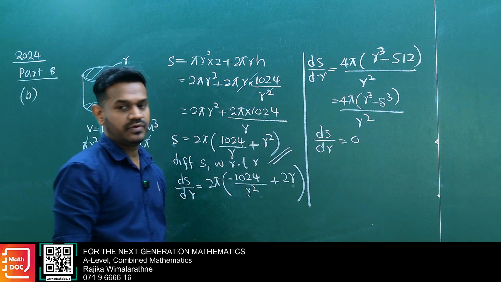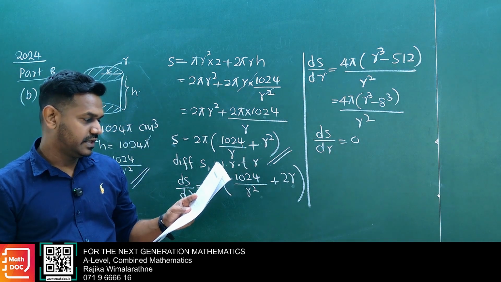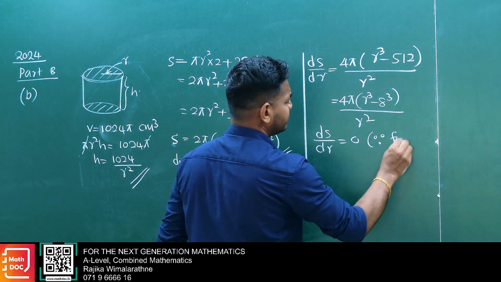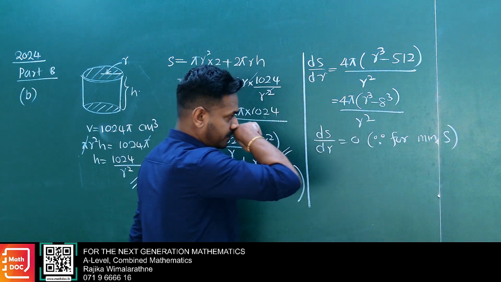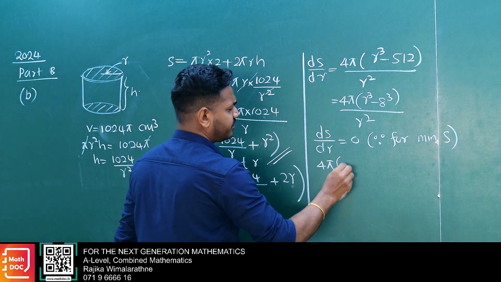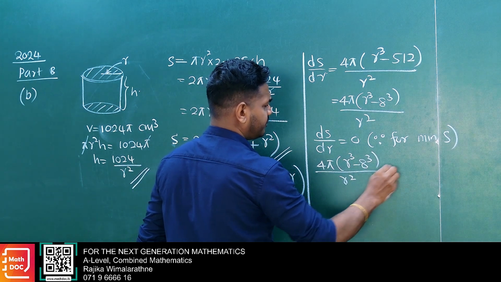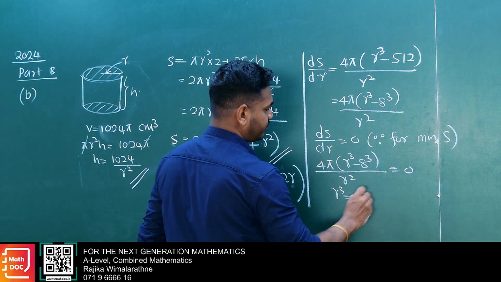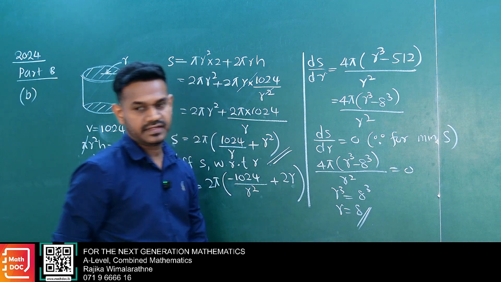Then to get a maximum or minimum value, you have to consider the position where the derivative is 0. Here we need the minimum S. For minimum S value, dS over dR is 0. Then here 4 pi, r cube minus 8 cube over r squared equals 0. Then r cube equals 8 cube. Then we get r equal 8. R equals 8. Very simple.